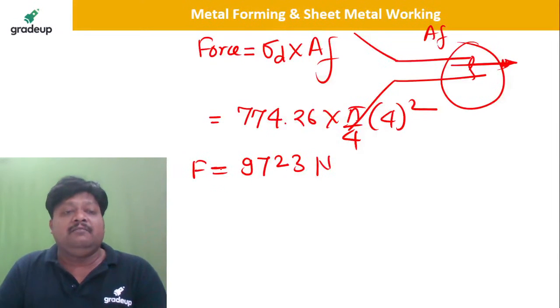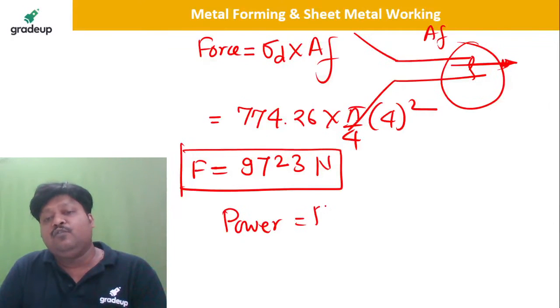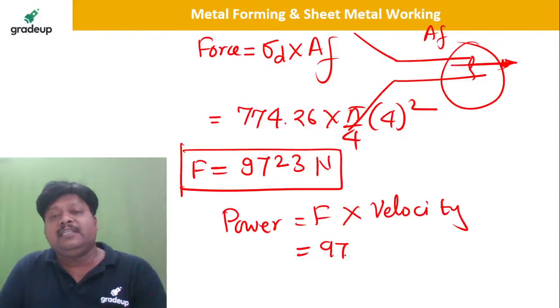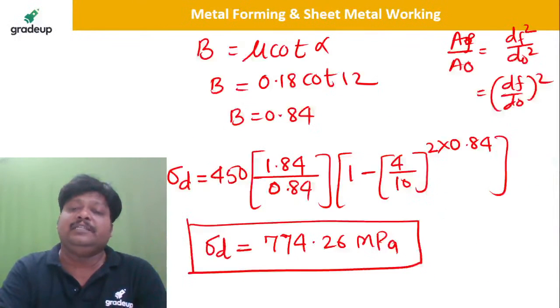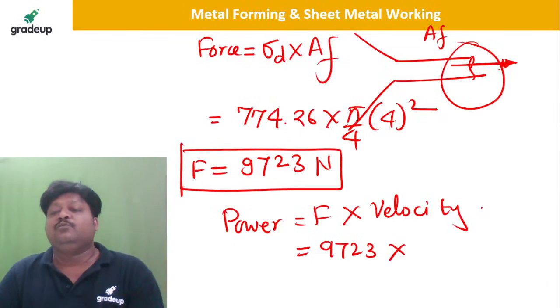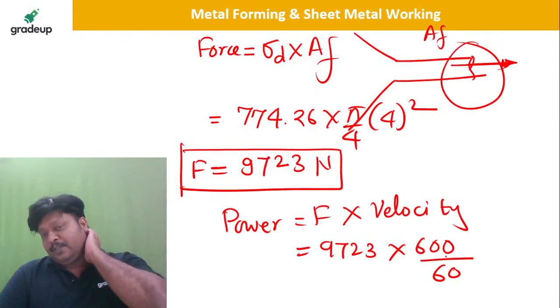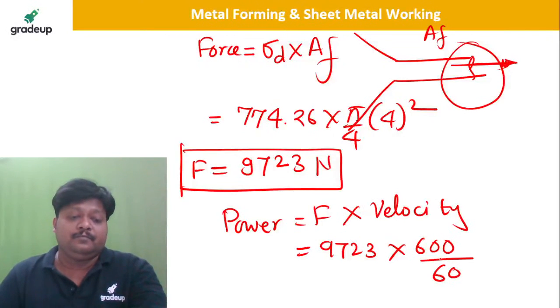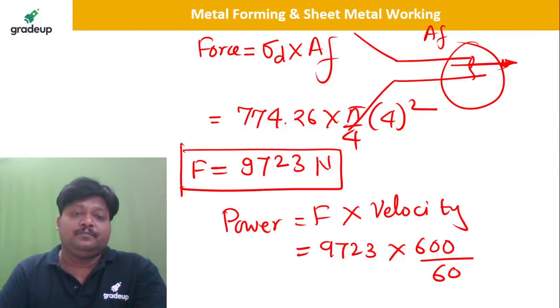Okay, and once I get the force, the power will be what? Force into velocity. So force is 9723 into velocity. How much is the velocity there? 600 meter per minute. To get the power, we divide by 60, to convert minutes to seconds, so it will be meter per second. So tell me what is the value? Very good, very good, very good.